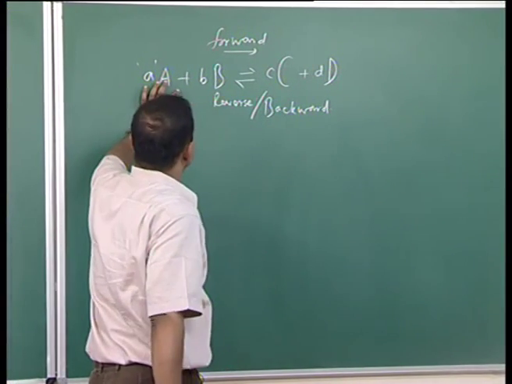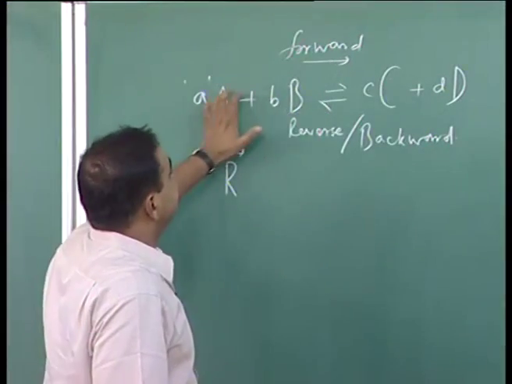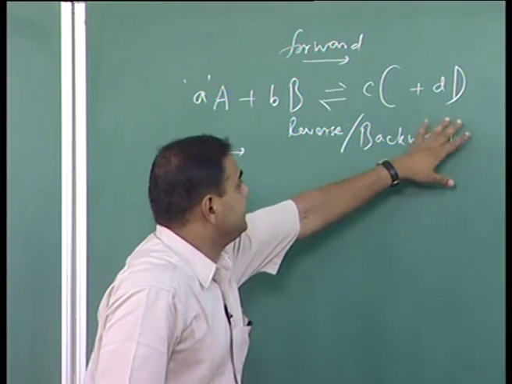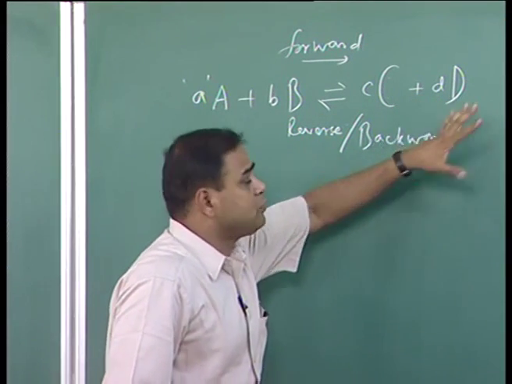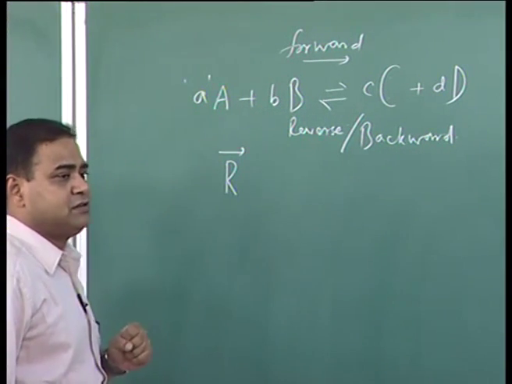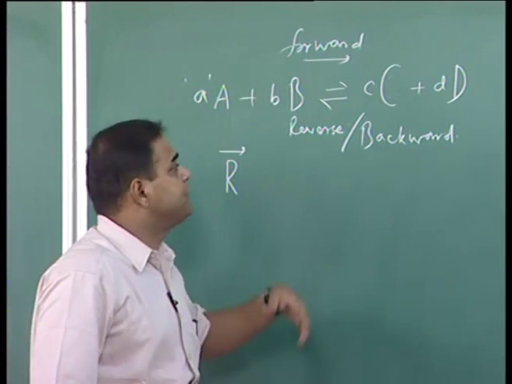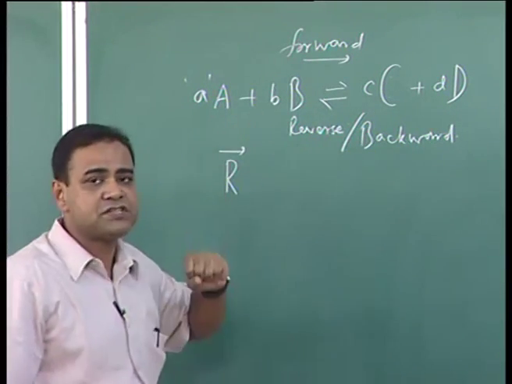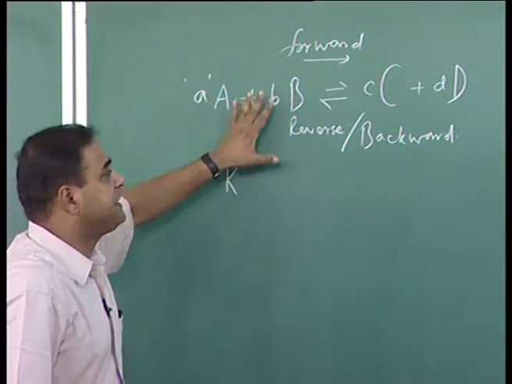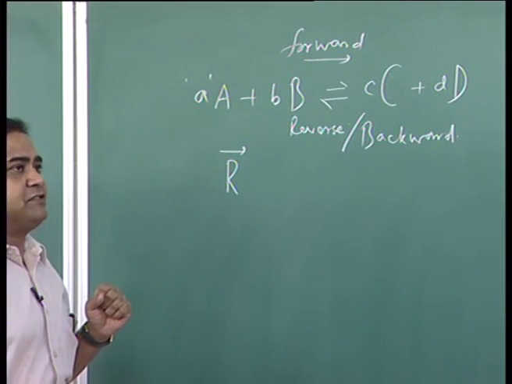That means initially you had only A and B, the reaction has started, now it forms C and D, but when it forms C and D, then if you have the active masses of C and D, the backward reaction also will start. But initially the rate at which the forward reaction occurs would be higher than the rate at which the reverse reaction occurs, because the active masses participating in the reactions would be different for the product phase as well as for the reactant phase.